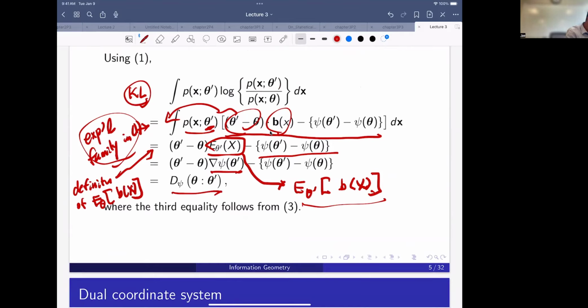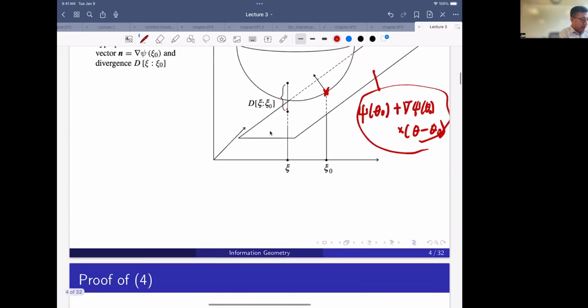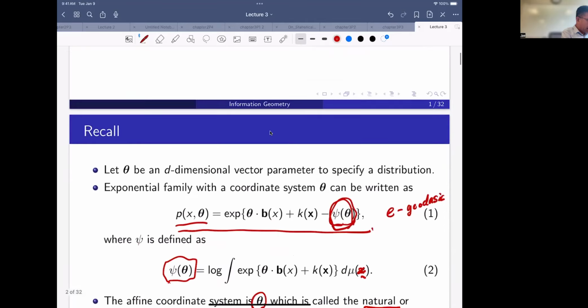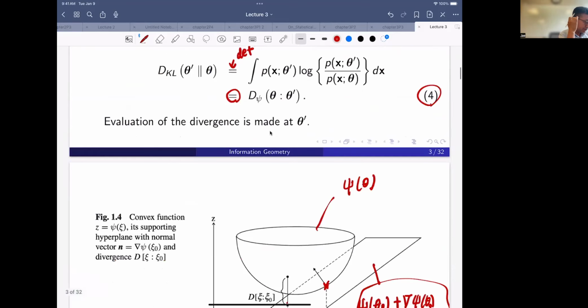Okay, and then you can notice that we actually have the order reversed, because in the characterization of the distribution, this psi has a negative sign. So that's why it's reversed.